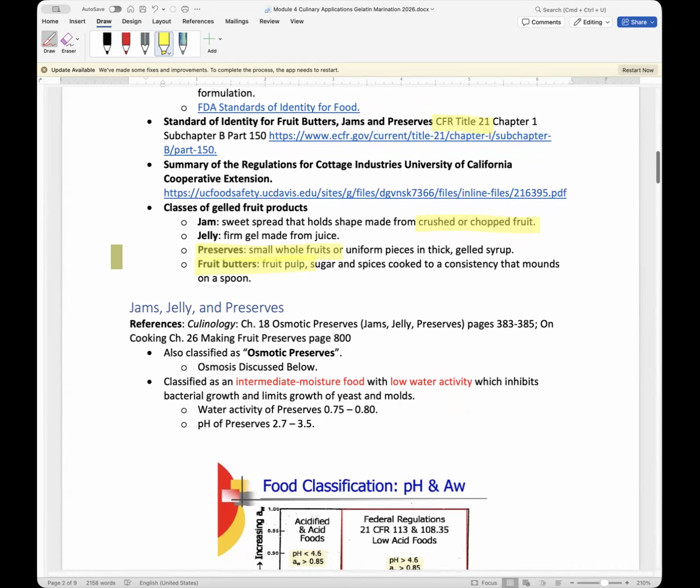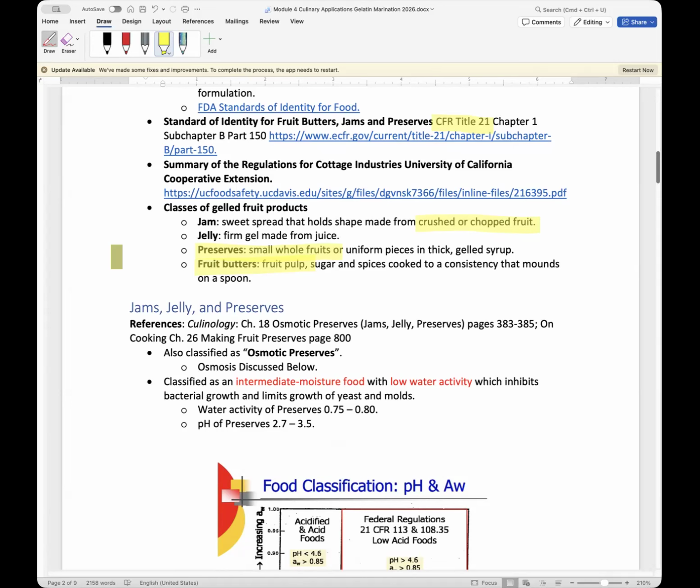And the standard of identity will tell you what percentage of sugar, what ingredients are allowed, and what ingredients are not allowed. So you can look it up: how much sugar, acid, pectin, whether or not you can put citric acid in, and things like that. So that's what the standard covers.